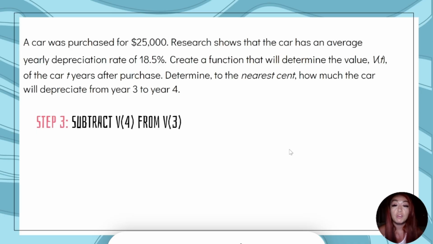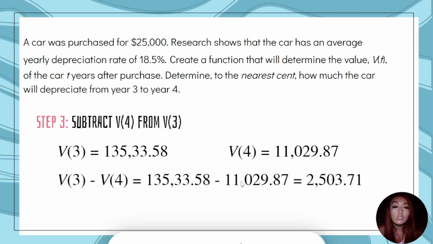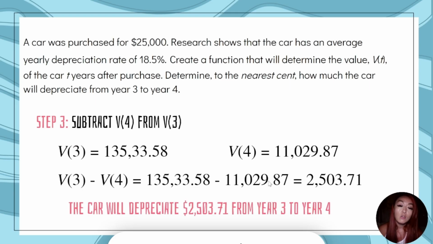We'll have to subtract v of 4 from v of 3 because the question is asking us how much the car will depreciate from year 3 to year 4. So what was the difference between those years? So remember, v of 3 is 13,533.58 and v of 4 is 11,029.87. When we subtract those two numbers, we get 2,503.71. So the car will depreciate $2,503.71 from year 3 to year 4.